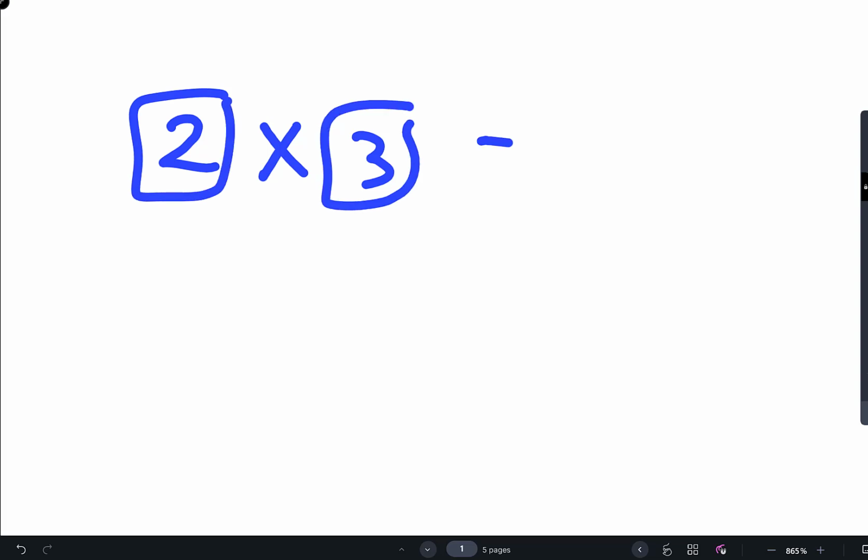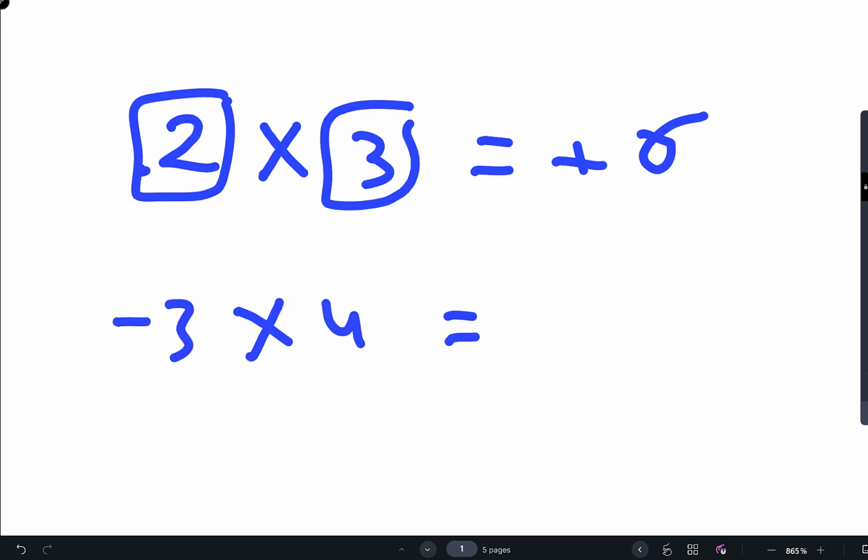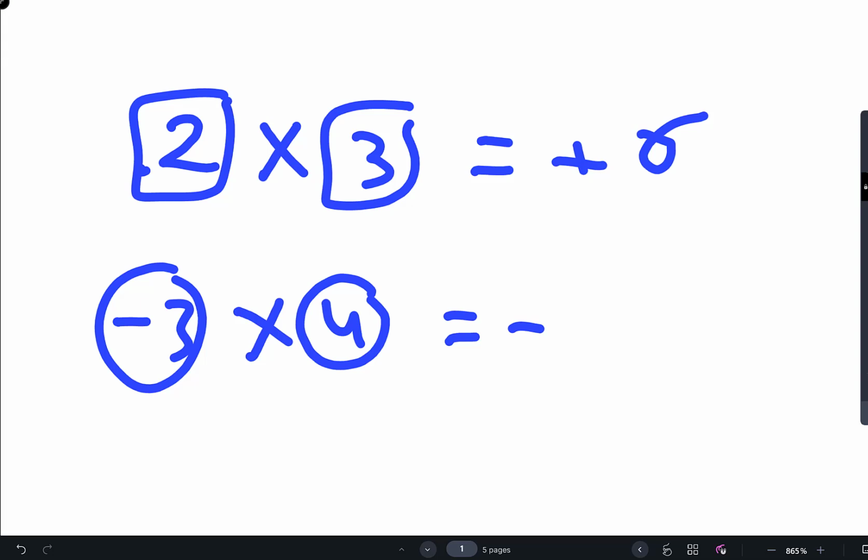We have 2 times 3, because they are what? They are positive, so positive times positive, they have the same sign, so it is positive. 2 times 3 is 6. Negative 3 times 4: because this is positive and this is negative, multiply or divide different sign, it becomes what? Negative. 3 times 4 is 12.